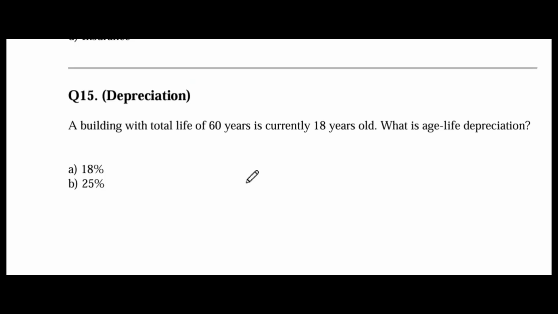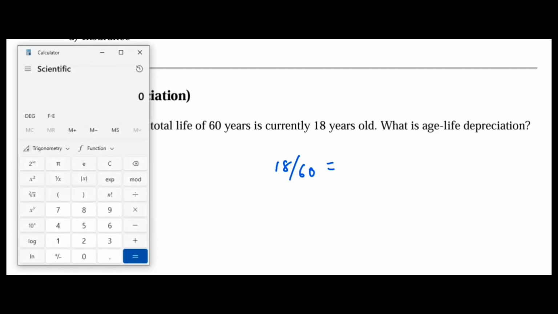A building with total life of 60 years is currently 18 years old. What is age life depreciation? It is 18 by 60. Age by total life, right? The answer would be C, 30%.